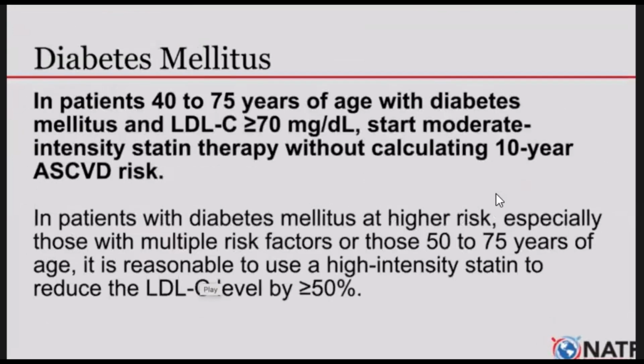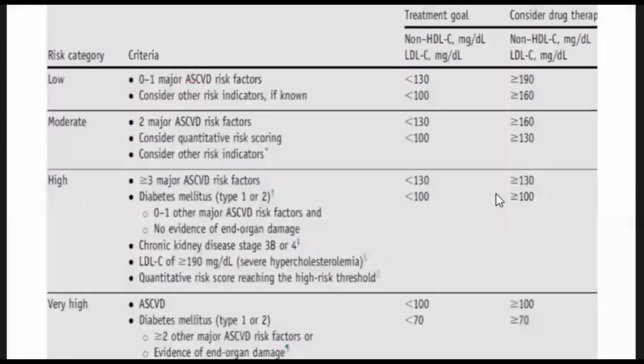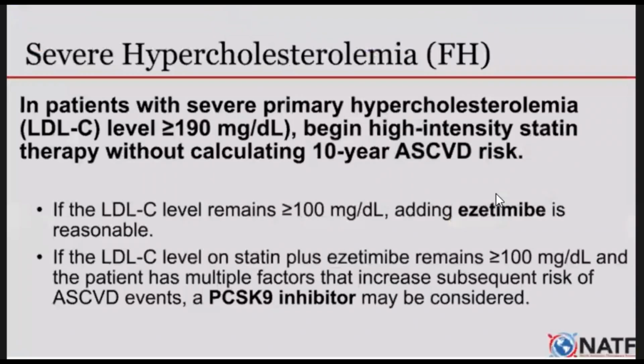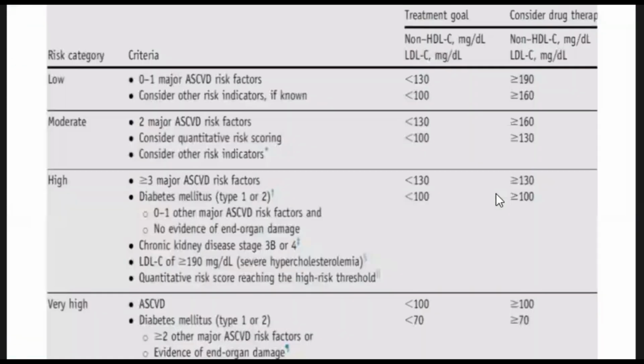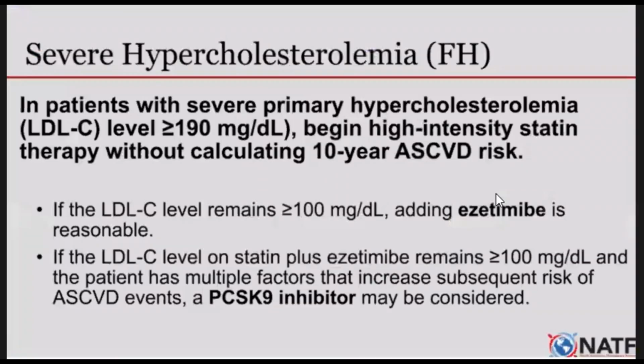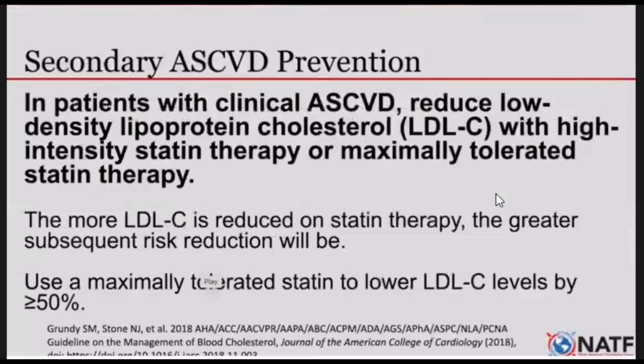Again, diabetes mellitus. As I said, if the patient has diabetes without end organ damage, 40 to 75 years old, moderate intensity statin. If they have high-risk features like end organ damage, you have to go for a high intensity statin. In secondary prevention, as I said, you always start with the maximally tolerated dose of high intensity statin, and the aim is to achieve an LDL reduction of 50%.